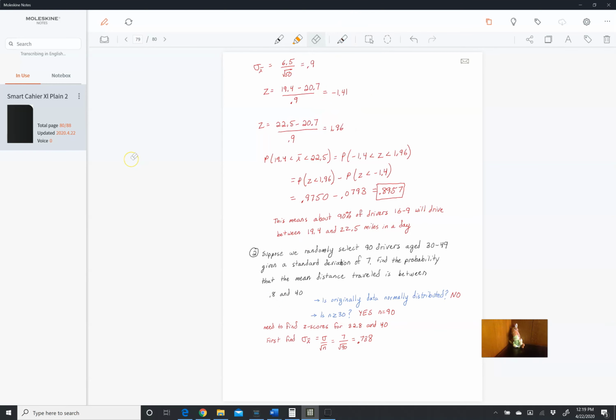Sorry about that. 36.8, and instead of 40, just to play it safe, let's change it to 37.2 or 37.3. Okay, so now we're going to find the z-scores for 36.8 and 37.3. Sorry about that. I just wanted the numbers to be a little bit better. Otherwise, it doesn't demonstrate anything. 36.8 and 37.3.